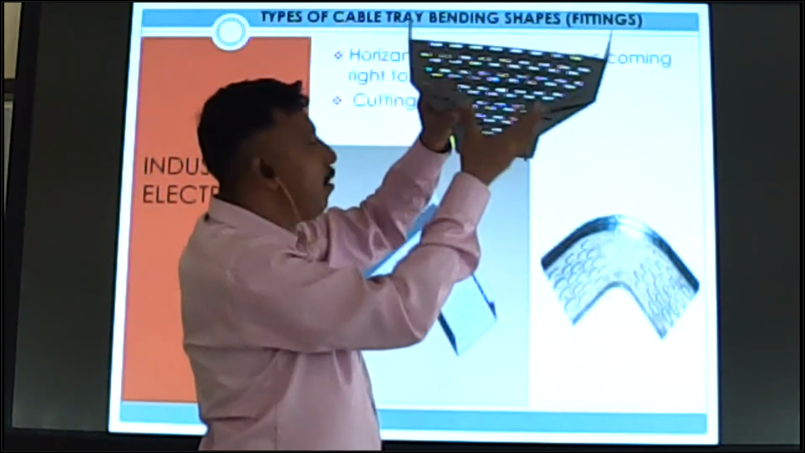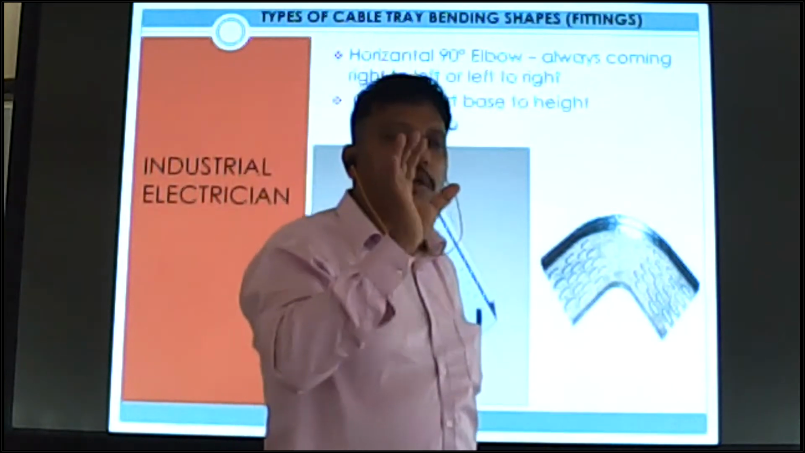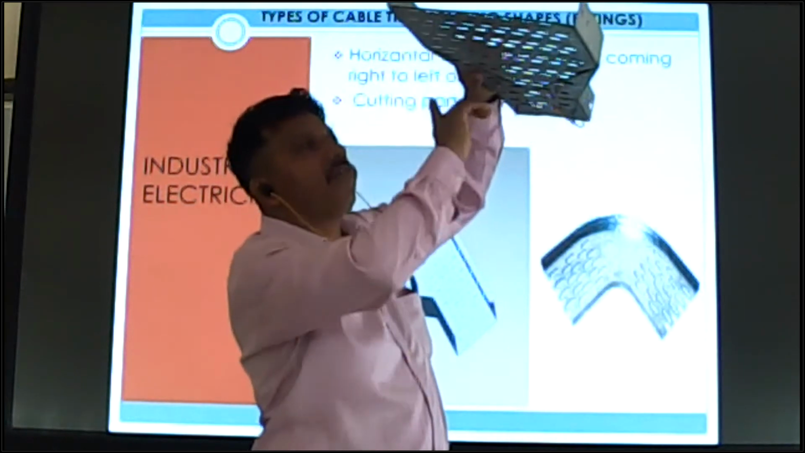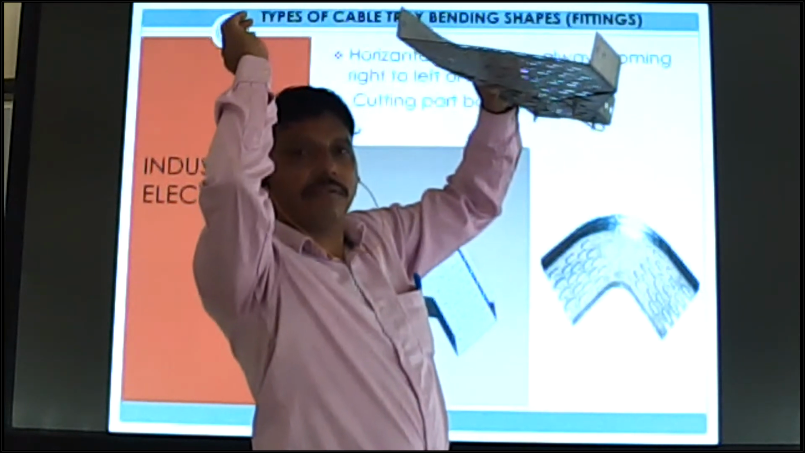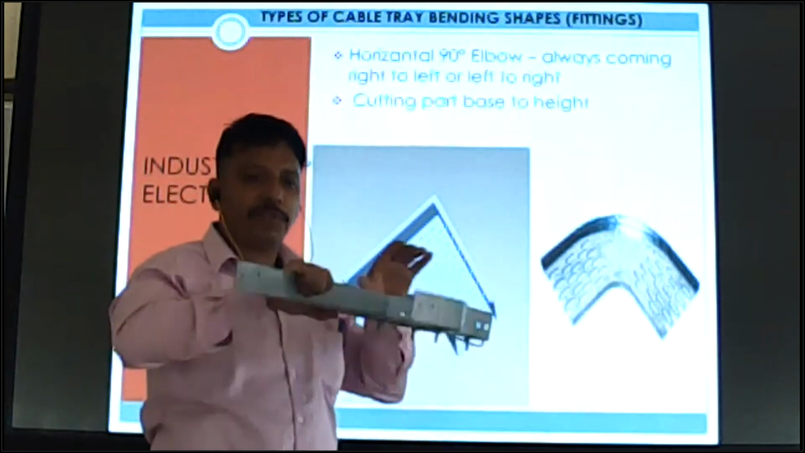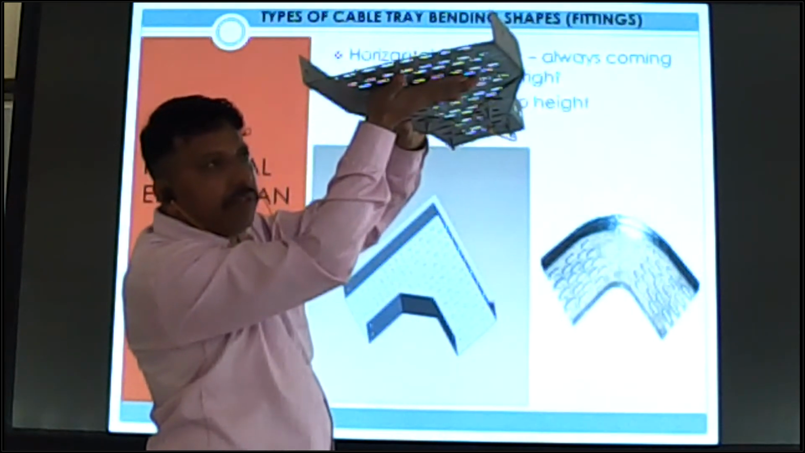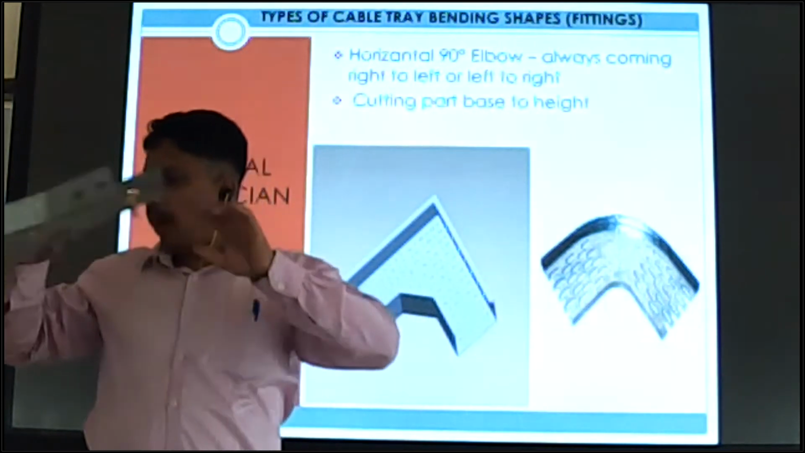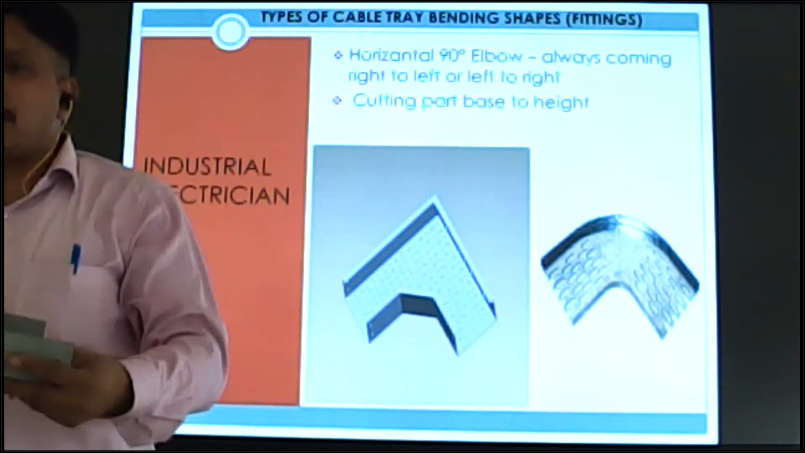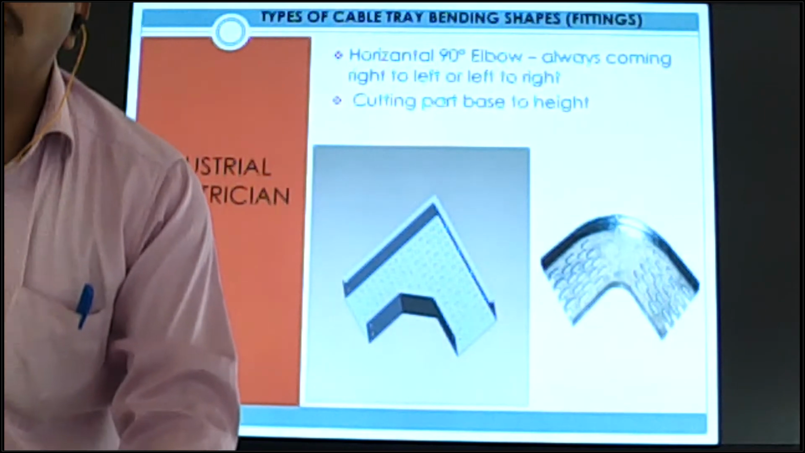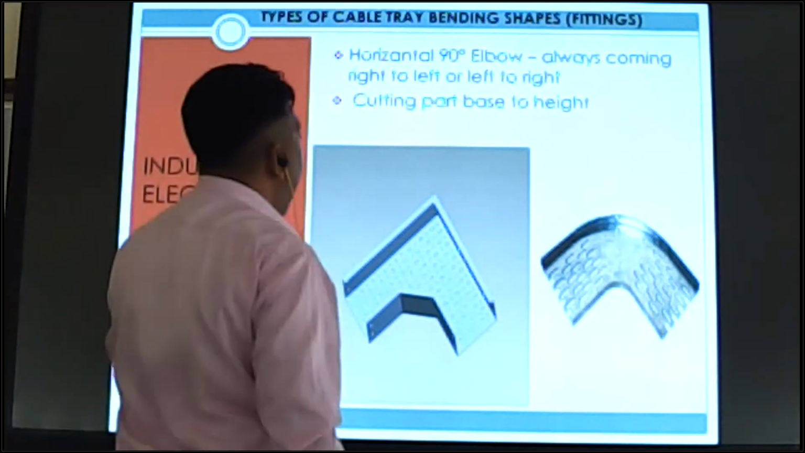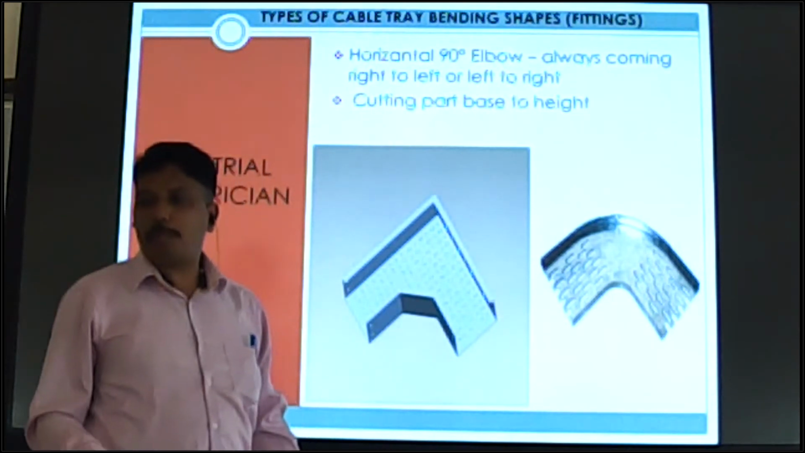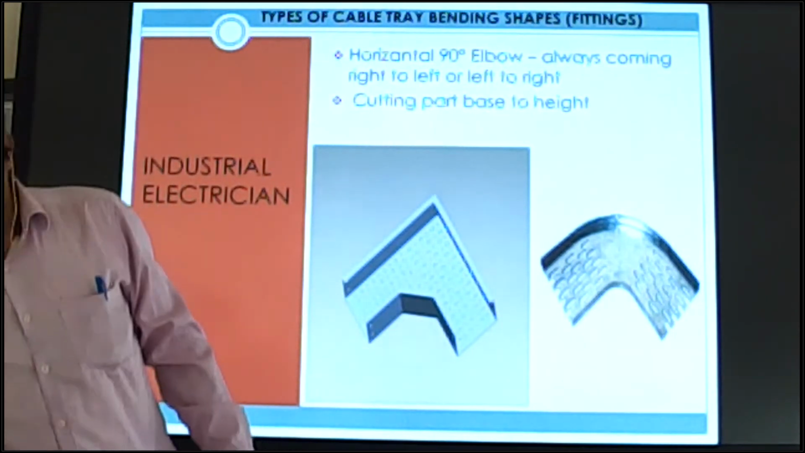Care about this one. The most important thing in the cable tray is the cutting part. So always for a horizontal 90, if you make it, you should cut base to height. First you cut the base and then after the height. Always. This is the base and this is the height. So horizontal 90 always cutting part is base to height. So these are the ready-made bends.